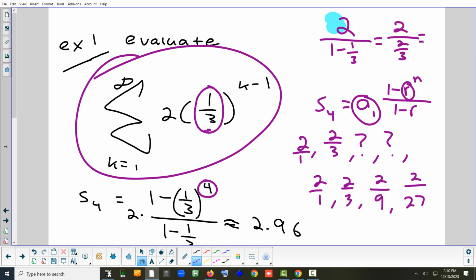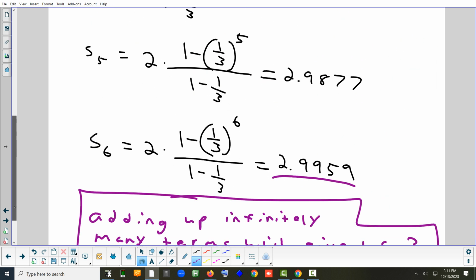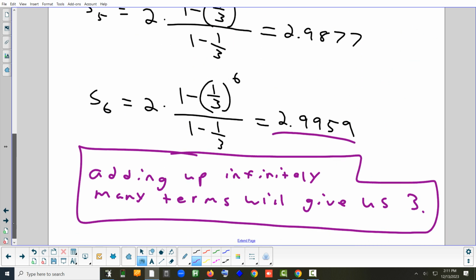And to take 2 and divide by 2/3, you take 2 and you multiply by what? 3/2. What's 2 times 3? 6. And 6 divided by 2? 3. And what did we say that the sequence added up to? 3. So it's a very quick formula to see what it adds up to.